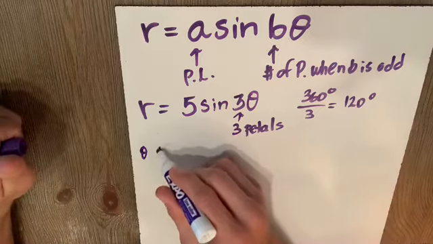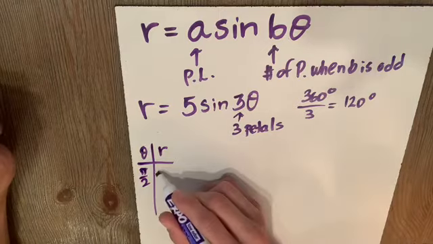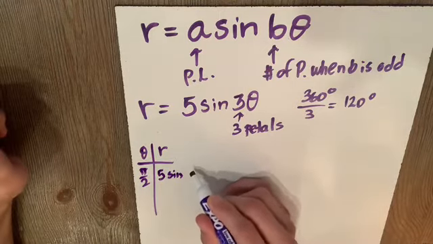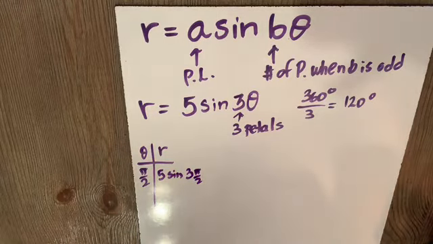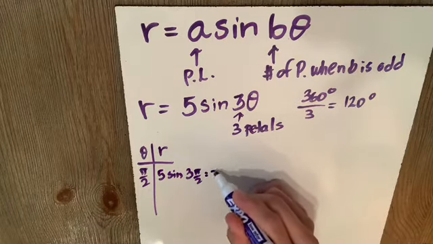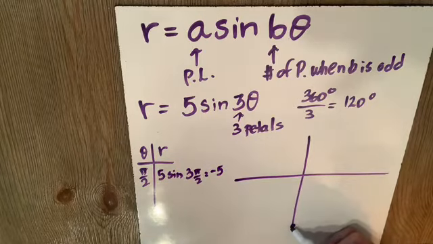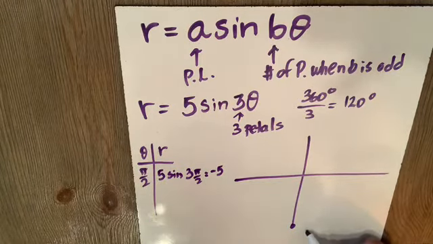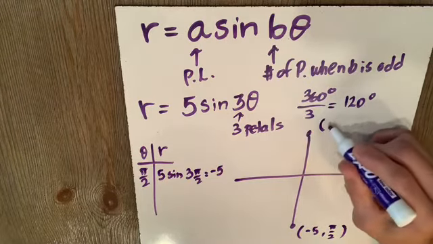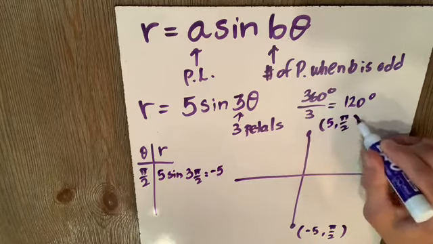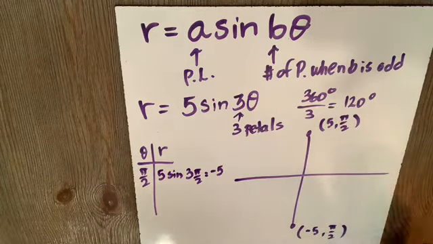If I choose theta and pick R and I do pi over 2, then I get 5 sine 3 times pi over 2. Well, sine 3 pi over 2 is -1 times 5 is -5. So what does that mean for us? Here is the point R, theta, -5 comma pi over 2. Remember, this would be the point up here, 5 comma pi over 2. Directed distance, directed angle. The negative in front of the R says reflected over the pole.